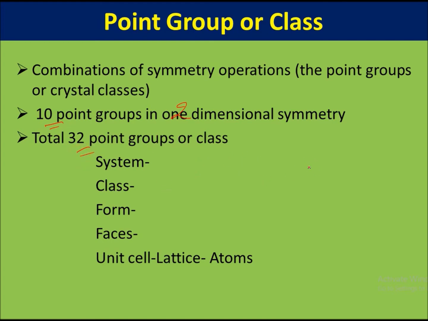If we see the hierarchy in crystallography, you can see the broadest classification is system, then class, after that form, faces, and unit cell. So here we are discussing the normal class of hexagonal crystal system. So this is the part of class.